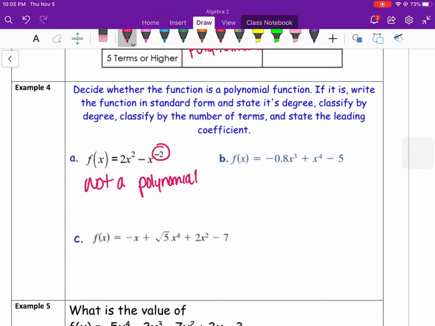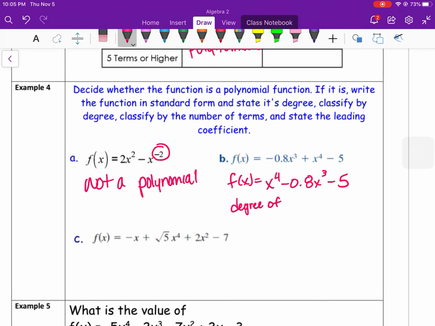Our next one, B, is a polynomial. A decimal is a real number, so no i values. We have whole number exponents, so we're good. To write it in standard form, the highest exponent, x to the fourth, would come first, then negative 0.08x cubed, then minus 5.